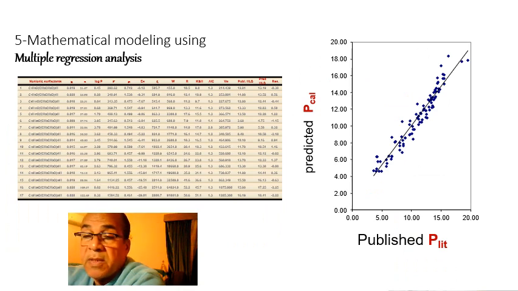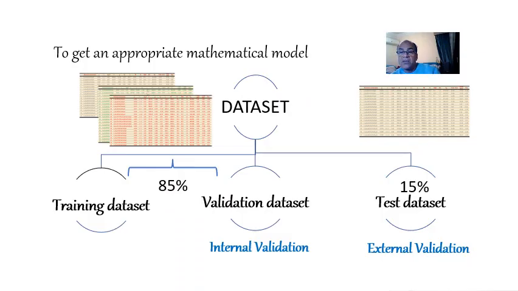The fifth step, mathematical modeling using multiple regression analysis. Multiple regression analysis is a statistical technique that can be used to analyze the relation between the property or activity values of a set of compounds and their several descriptors. To get an appropriate mathematical model, we should split the data set of compounds into three independent sets.